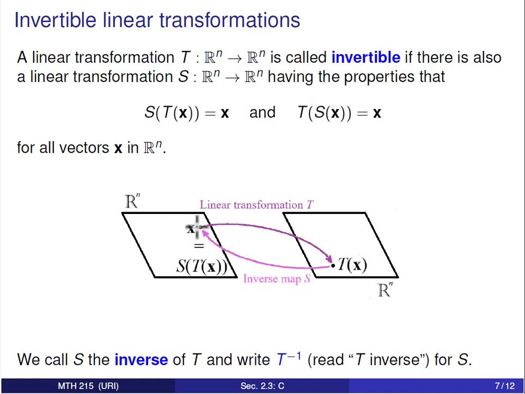So these two linear transformations in some sense undo each other. If we start with x, we perform T, and then we perform S, we should be back where we started. x should be the result of S of T of x, and vice versa. If there is this linear transformation S having this property, then we will say that S is the inverse of the linear transformation T, and because it's more convenient, we often won't write S, we'll write T inverse instead. So T is a linear transformation, T inverse is the transformation that undoes the action of T.